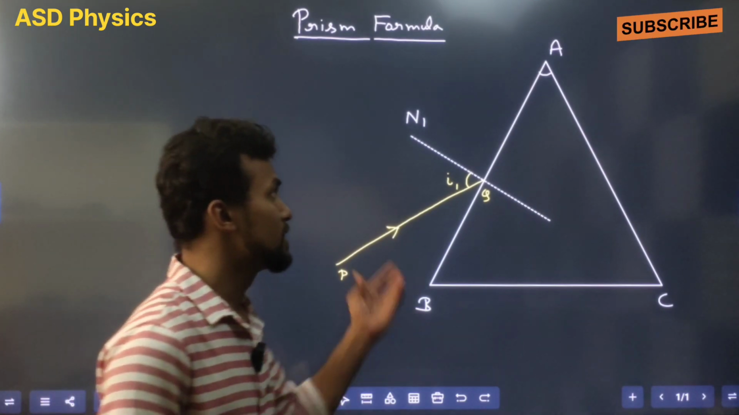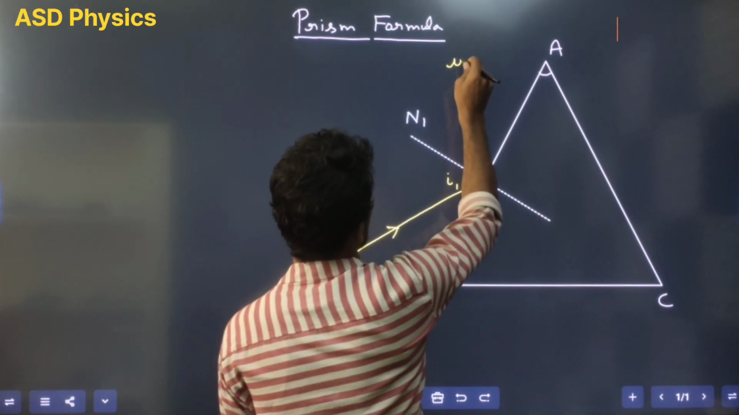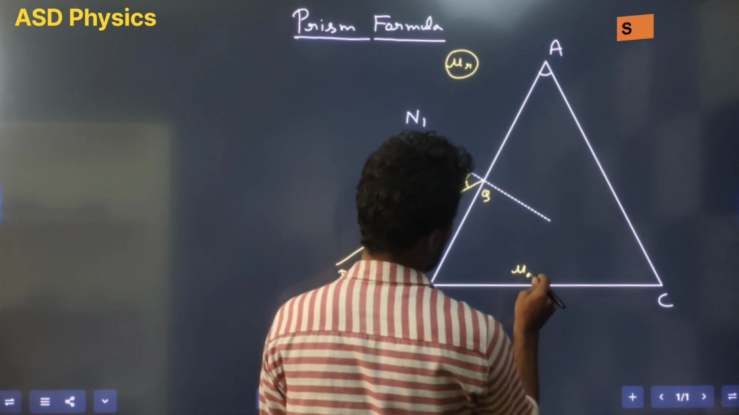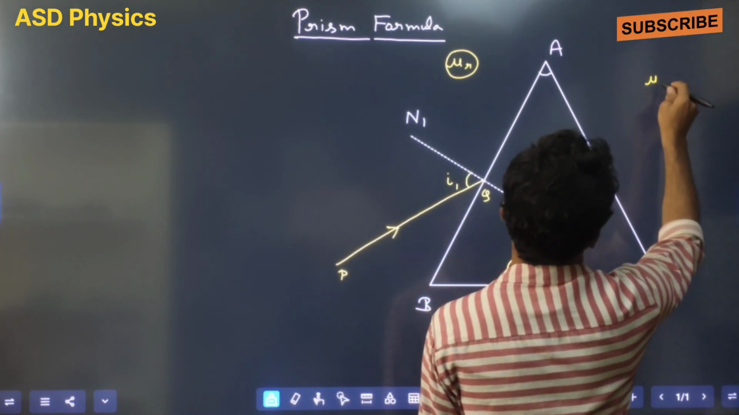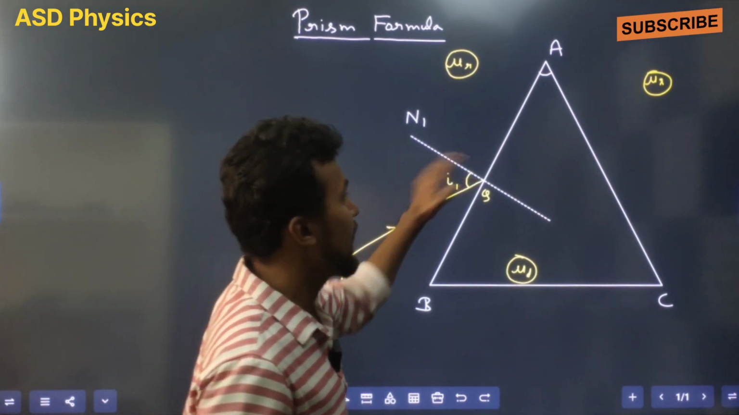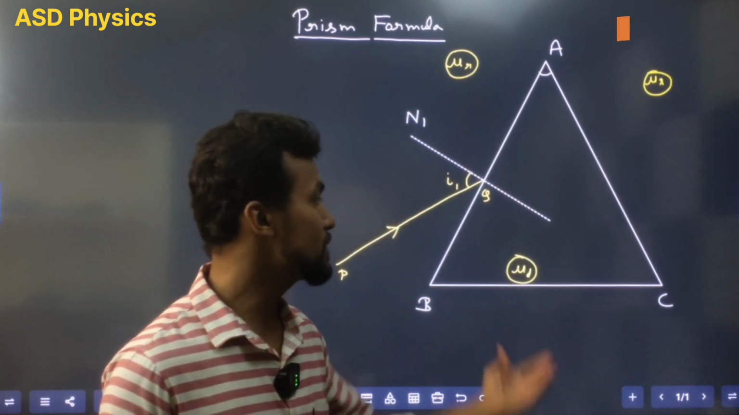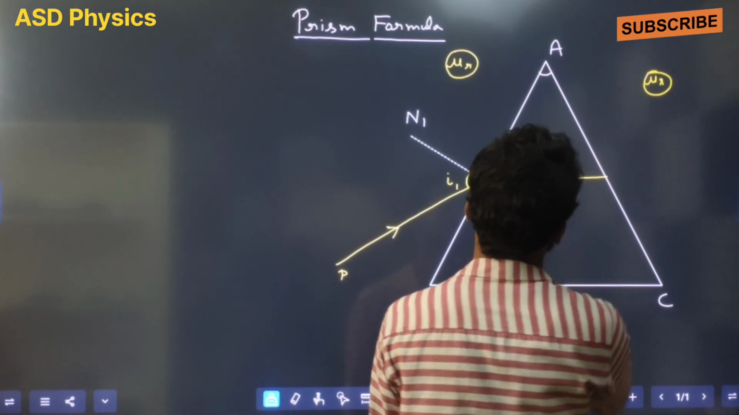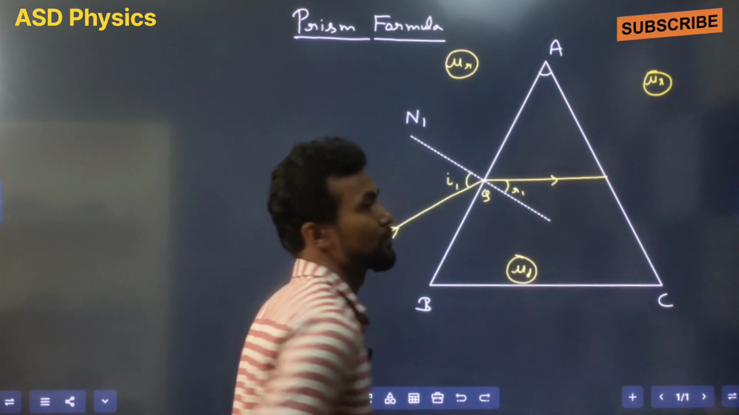Now the ray will travel from one medium to another medium here. Let's take, for example, air here, so I have taken mu r. This prism is made up of glass, so I have taken mu d, and again on this side I have taken mu r. When the ray goes and strikes the first refracting surface, the ray is going from the rarer to the denser medium. So it will bend towards the normal and go like this. Let's take, students, this angle as r1.